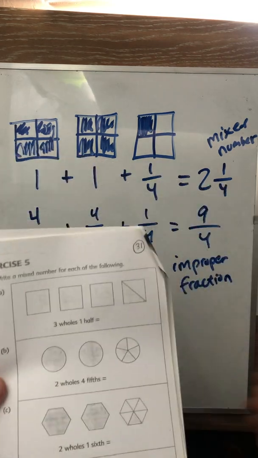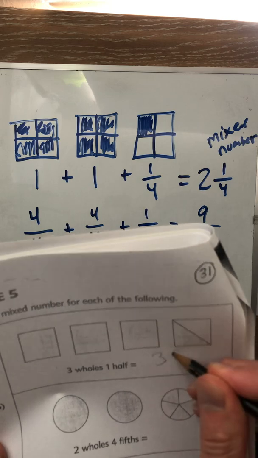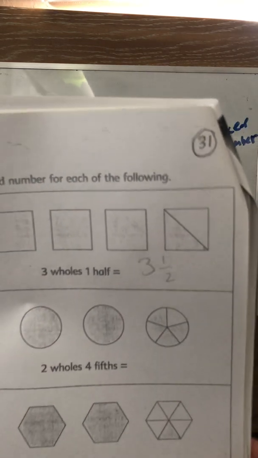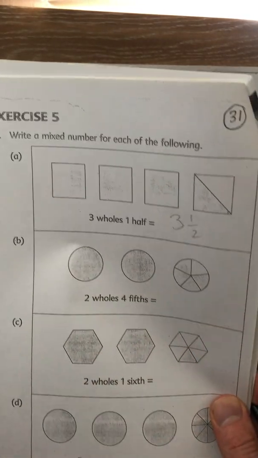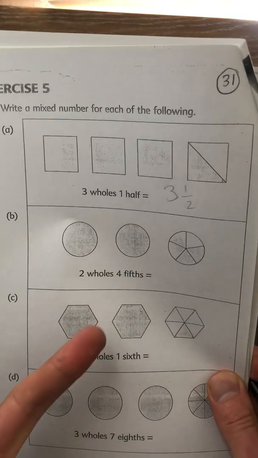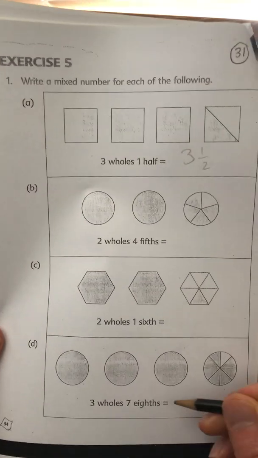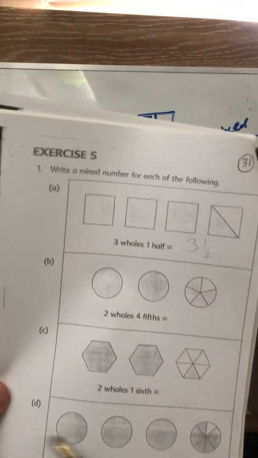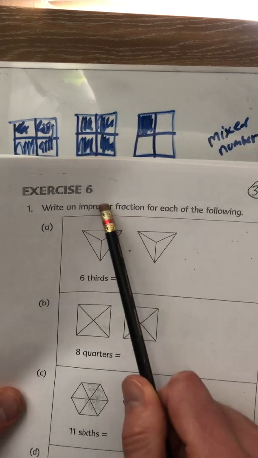So it's just going to be 3 1/2. Just looks like that. That's all you have to do for those. 2 4/5. Oh, 2 4/5. They just tell you the answer right there. 2 1/6, 2 1/6. You just have to get comfortable just writing those mixed numbers. So do this page, and then please do page 32, where they want you to write the improper fraction.